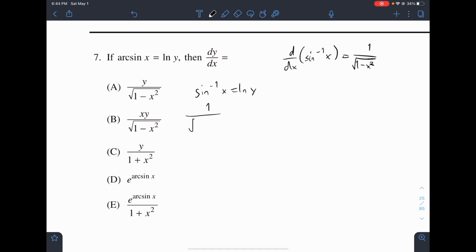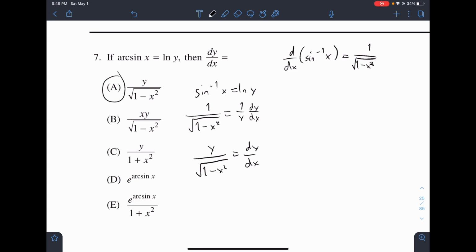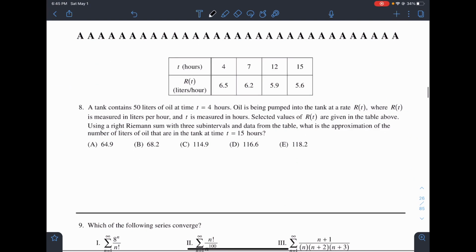So we get 1 over the square root of 1 minus x squared from our rules here. And now we know that the derivative of ln x is 1 over x, so we're going to write 1 over y. But remember, we don't know what y is, so we should treat y as its argument itself, so we should multiply it by the derivative of the inner argument, which is dy dx. And so now, by multiplying everything by y, we can solve for dy dx. So y over the square root of 1 minus x squared equals dy dx. And so that looks to be A. Boom, there's our answer. All right, number 8. So this is a Riemann sum question.